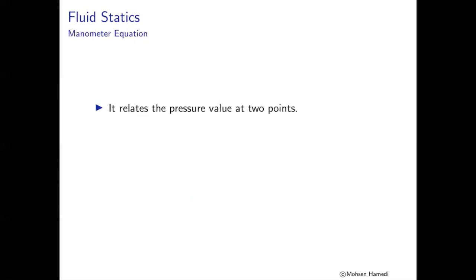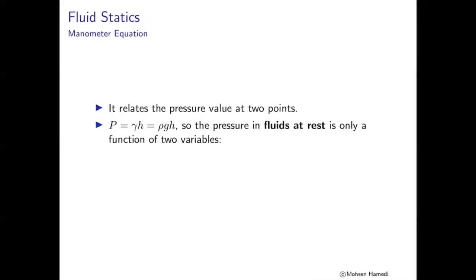So the equation that we can find from here is known as the Manometry equation, which is commonly used in fluid mechanics. And it relates the pressure value at two different points. And as we found, the pressure is equal to gamma times H. So the pressure in fluids at rest is only a function of gamma and H, where gamma is equal to rho times G. So the pressure for a fluid at rest without any shear stresses is only a function of the fluid density rho and also the elevation H.